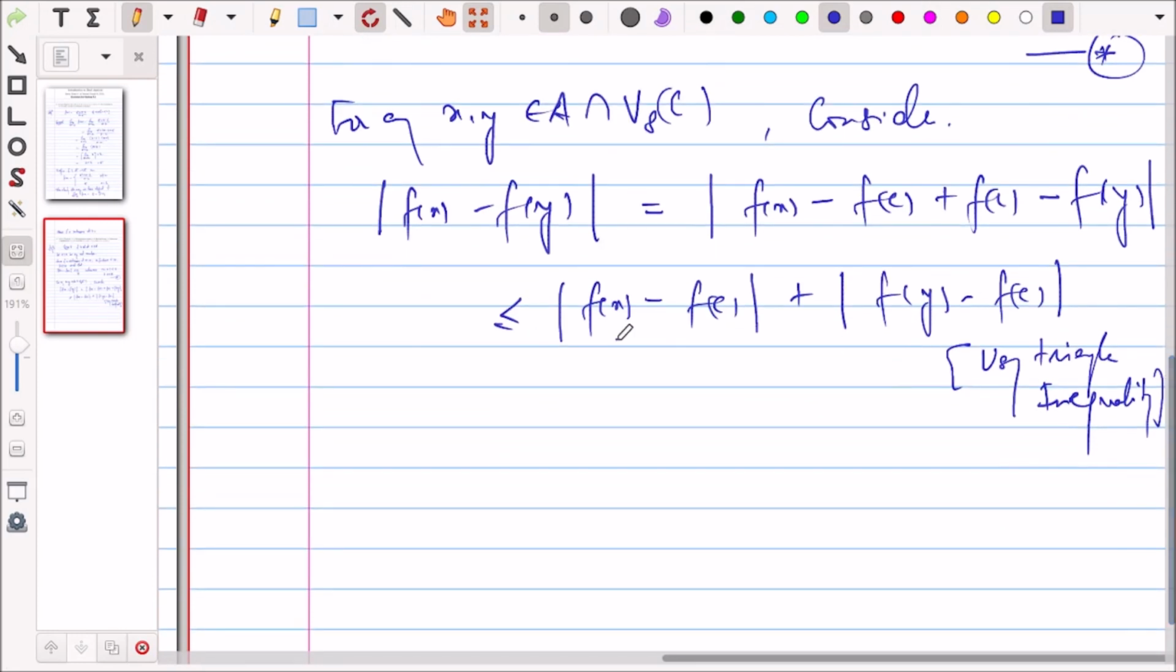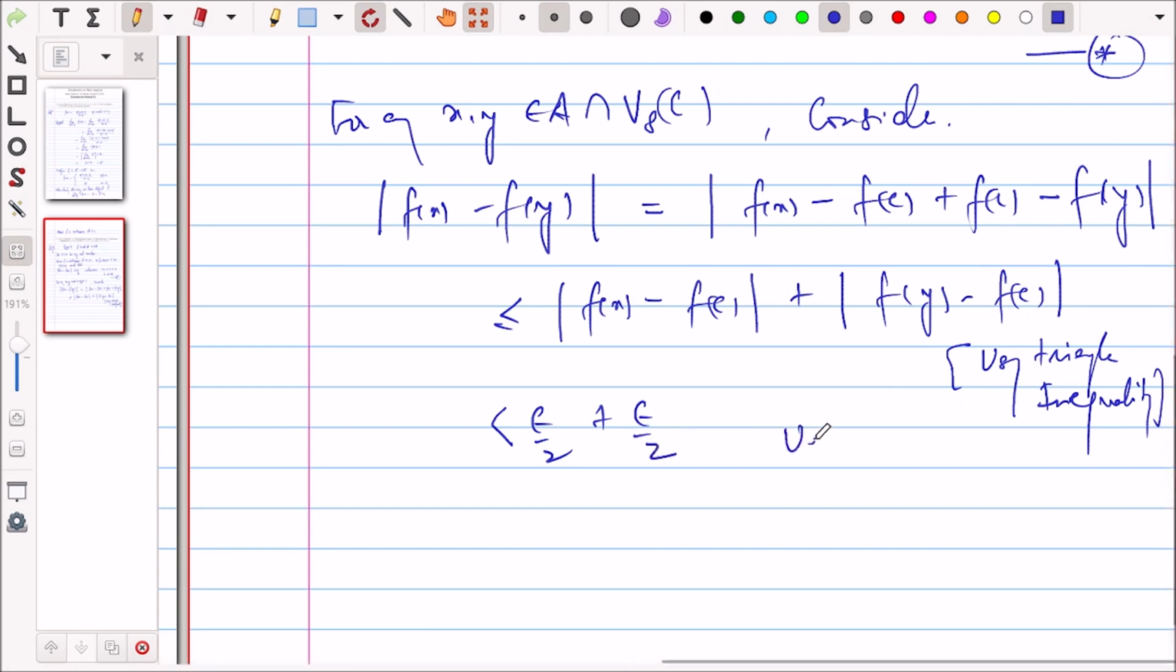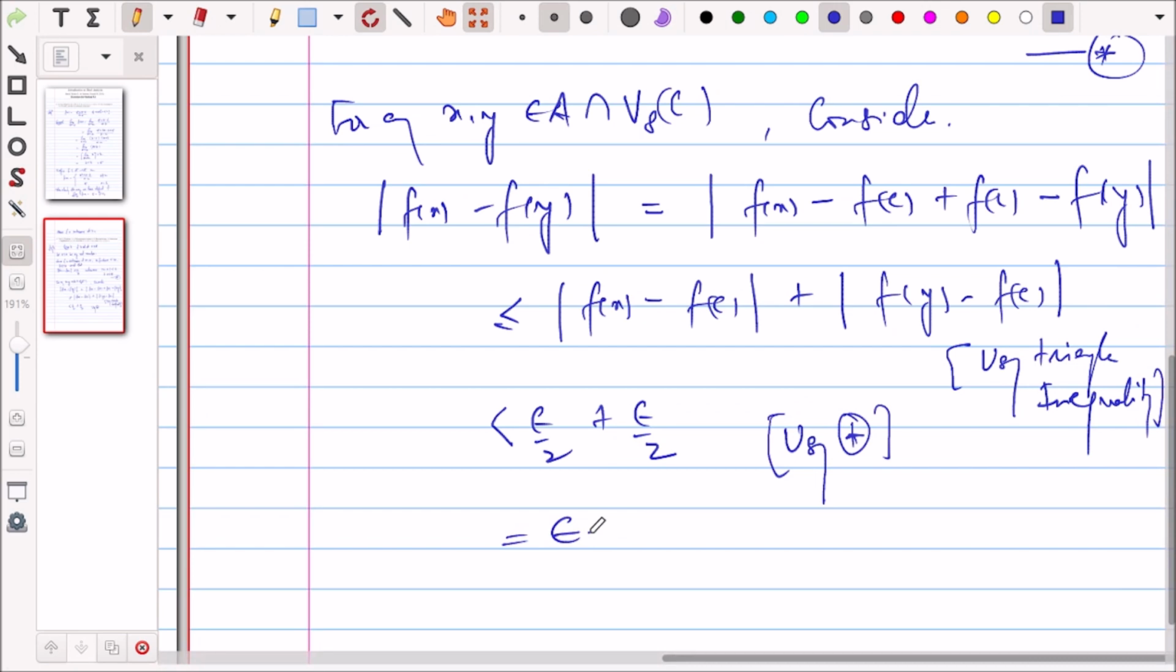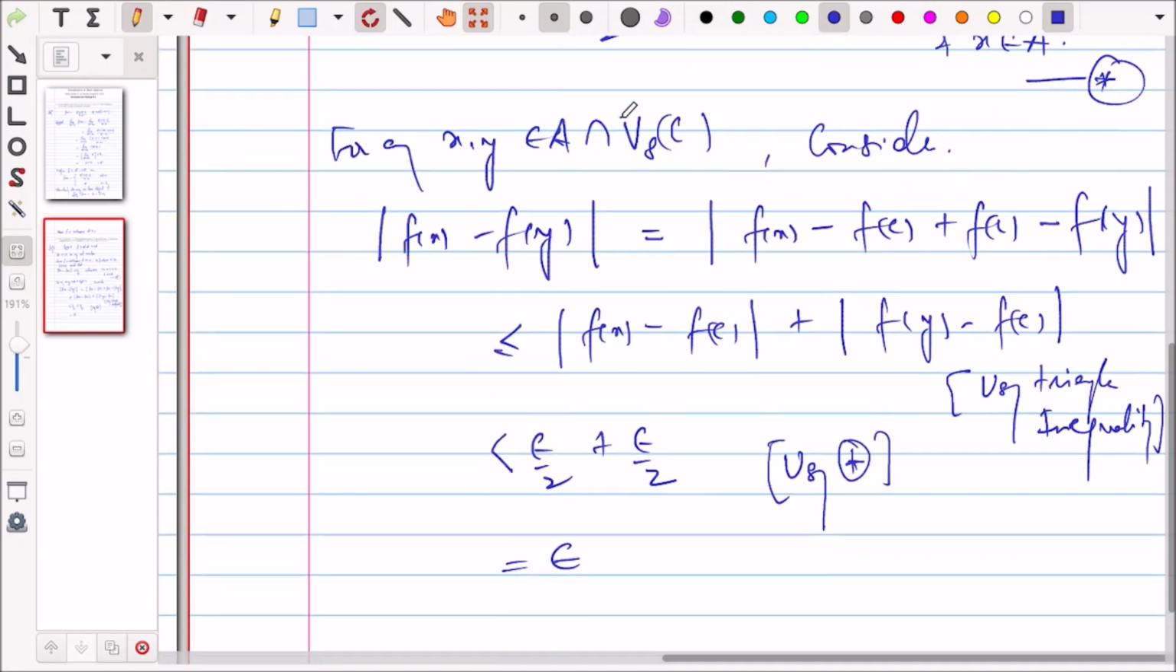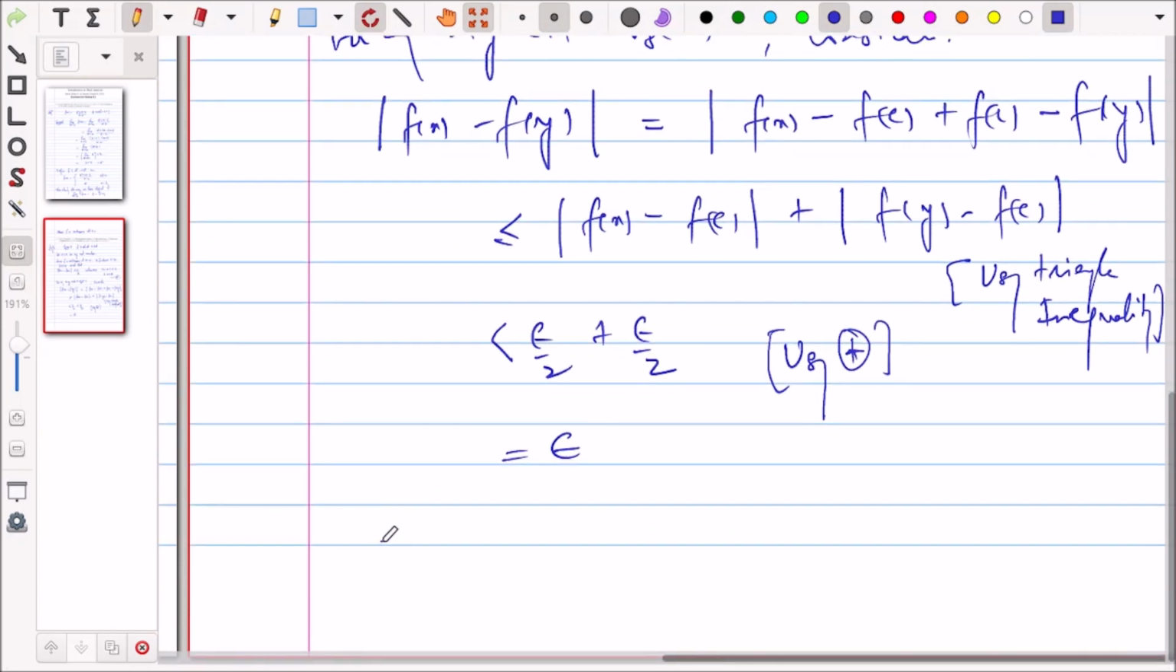So we have this less than epsilon by 2 plus epsilon by 2 using star, which is equal to epsilon. So you can see why we took epsilon by 2 here, because we wanted epsilon here. So we have proved the desired property. So we have completed question number 6 also.